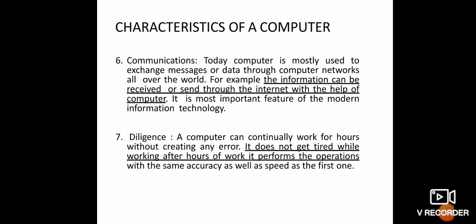Next, we are going to see about diligence. A computer can continually work for hours without creating an error. It does not get tired while working, and after hours of work it performs all the operations with the same accuracy as well as speed as the first one. Probably when we do a work, at first we'll be very enthusiastic and start to do the work in a very fast manner, whereas when we move further, we'll be slowing down and will not be able to work in as accurate a manner as how we started, whereas a computer has the same accuracy throughout the process.